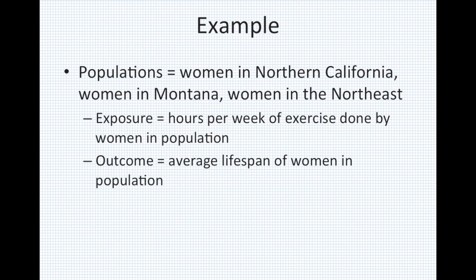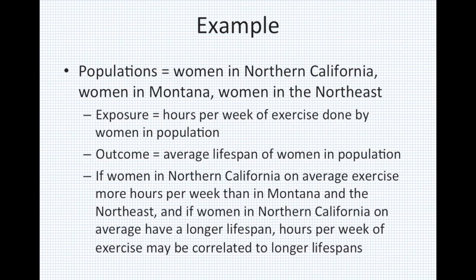The exposure is hours per week of exercise done by women in the population. The outcome is the average lifespan of women in the population. If women in Northern California on average exercise more hours per week than in Montana and the Northeast, and if women in Northern California on average have a longer lifespan, hours per week of exercise may be correlated to longer lifespans.